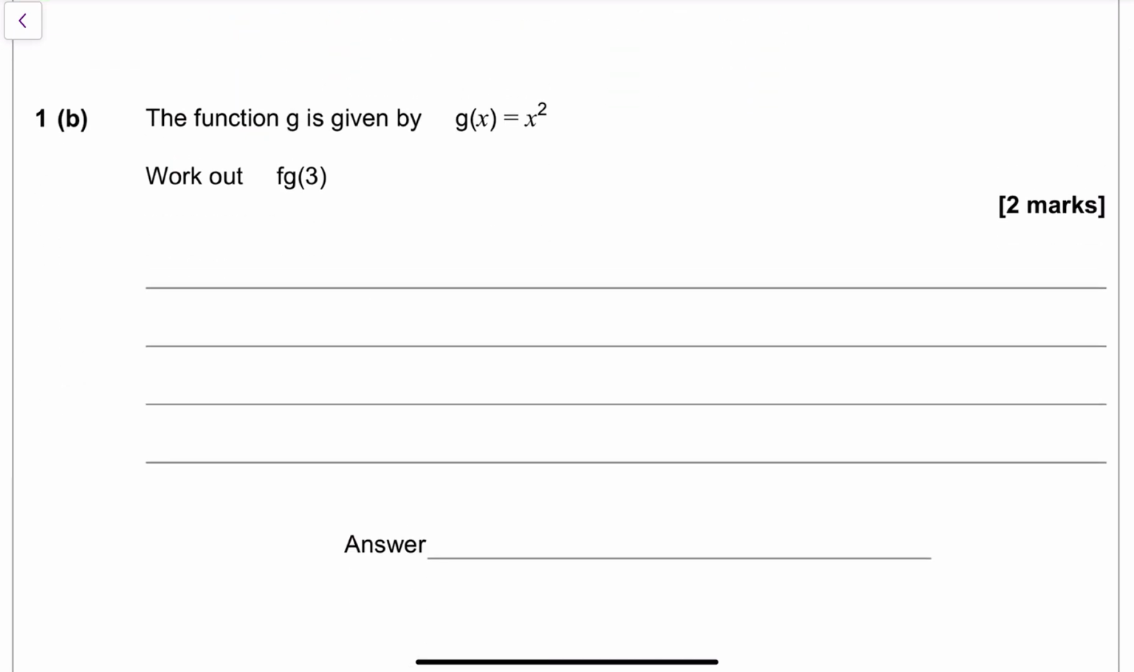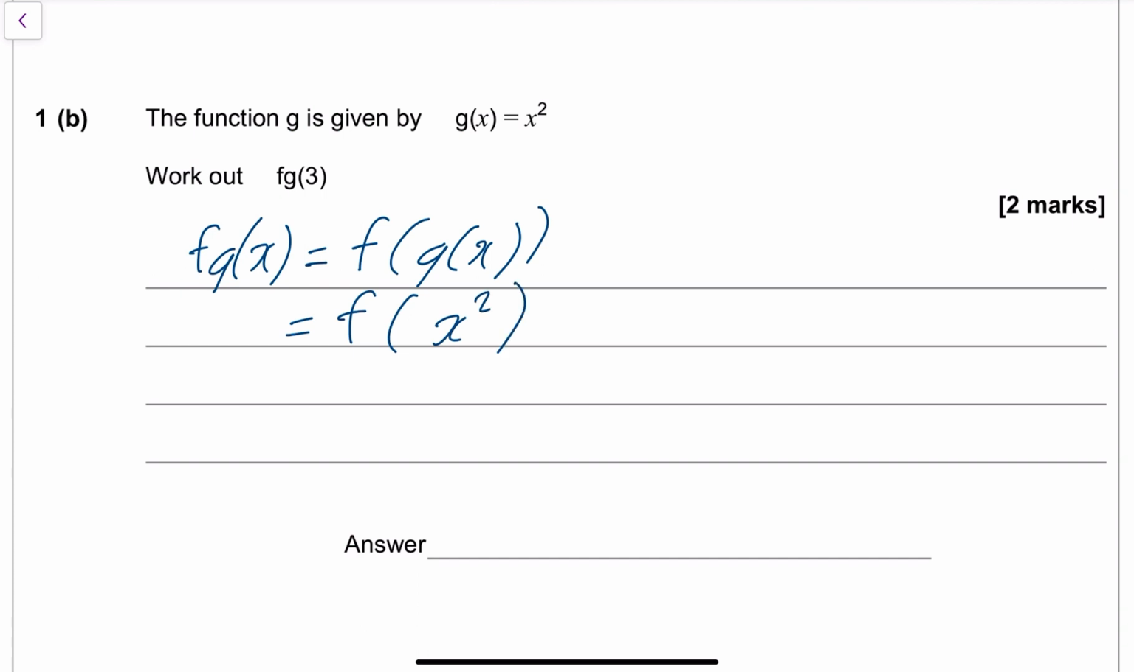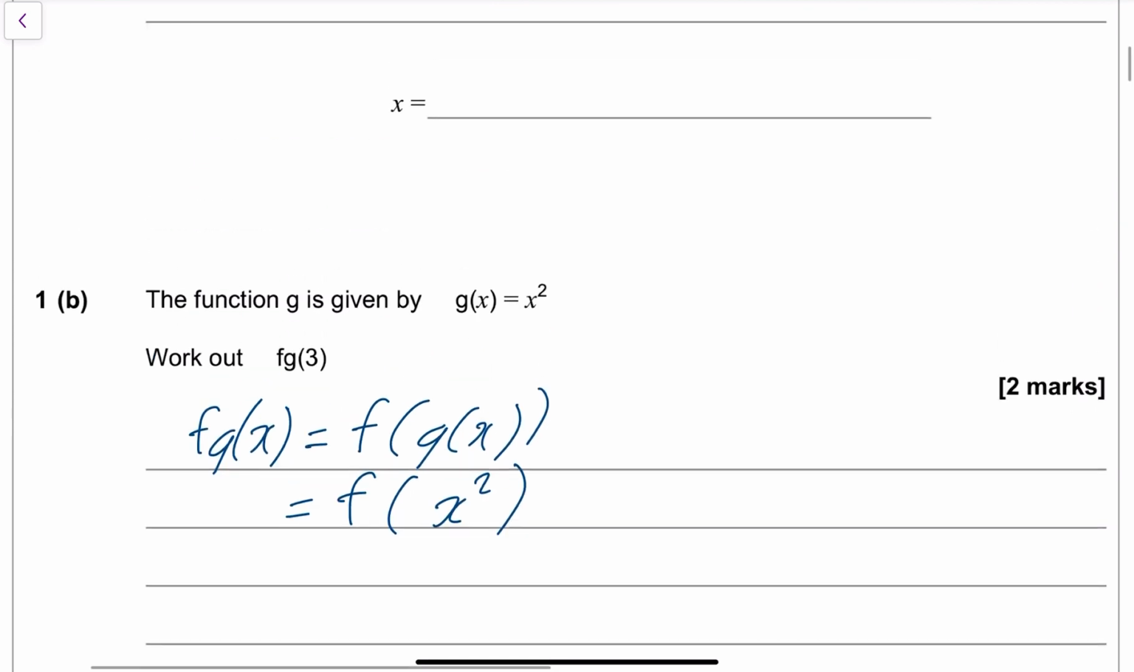Next question said, the function g is given by g of x is equal to x squared. Work out f g of 3. I'll show you two ways of doing this one. First way is using a composite functions way of doing it. So f g of x, first of all, what that means is you do f to your g of x. Now that means you're doing f of x squared. So you're putting x squared through the f function.